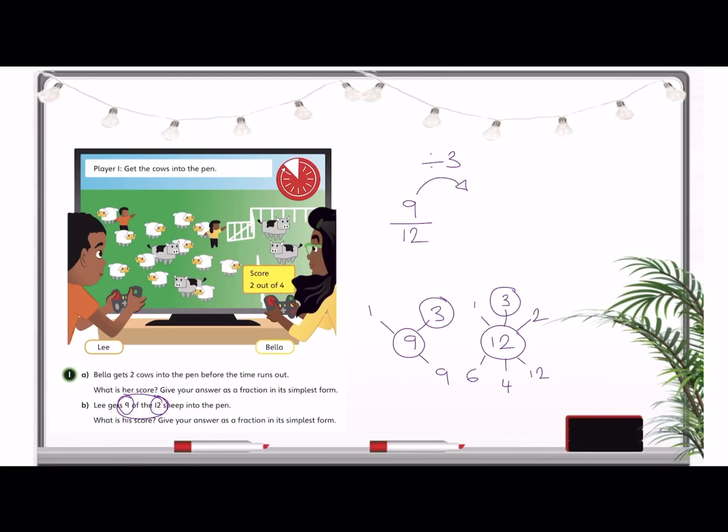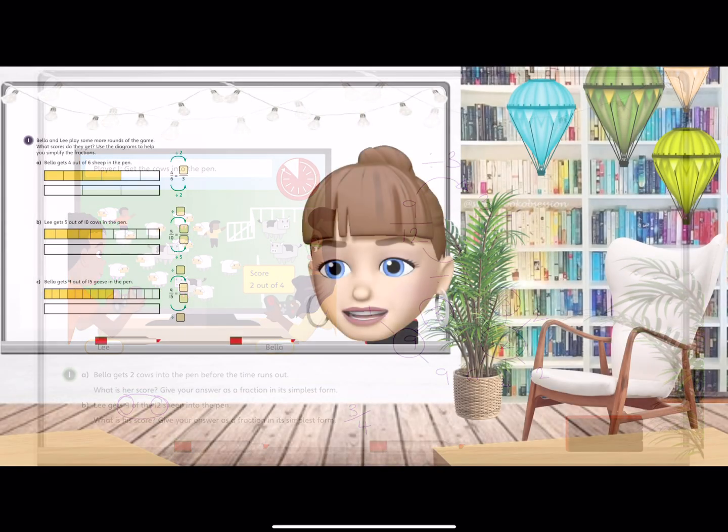And we're going to do the same to the bottom as we do to the top. So again, we'll be dividing the bottom by 3. So 9 divided by 3 is 3. And 12 divided by 3 is 4. Okay. We've done the same to the top, we've done to the bottom. And therefore, Lee's score is 3/4 in its simplest form.